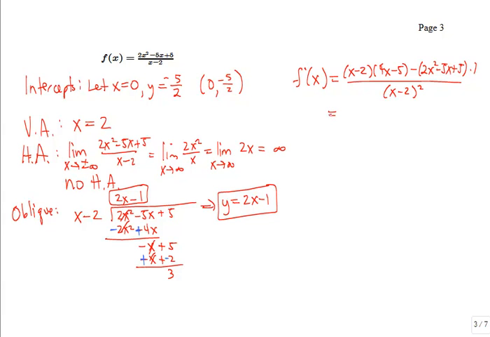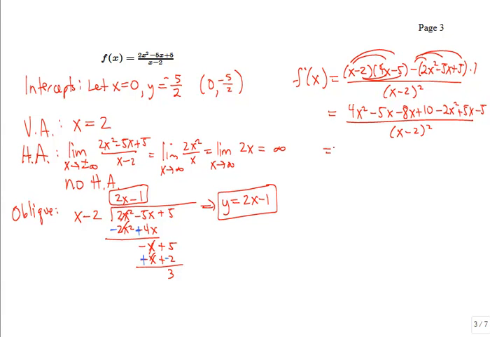And you're going to have to clean this up because you want to simplify it. So when I FOIL, I'm going to get a 4x squared, a minus 5x, a minus 8x, and a plus 10. And then I need to distribute my negative across, so minus 2x squared plus 5x minus 5. So combining like terms, 4x squared minus 2x squared is 2x squared. These 5x cancel, but I have that minus 8x left, and 10 minus 5 is 5.